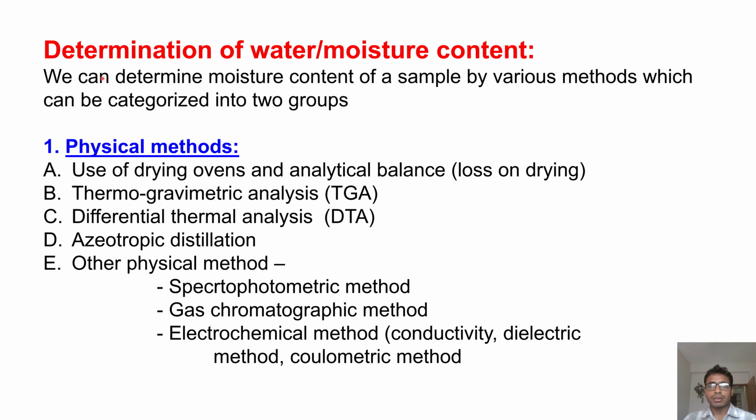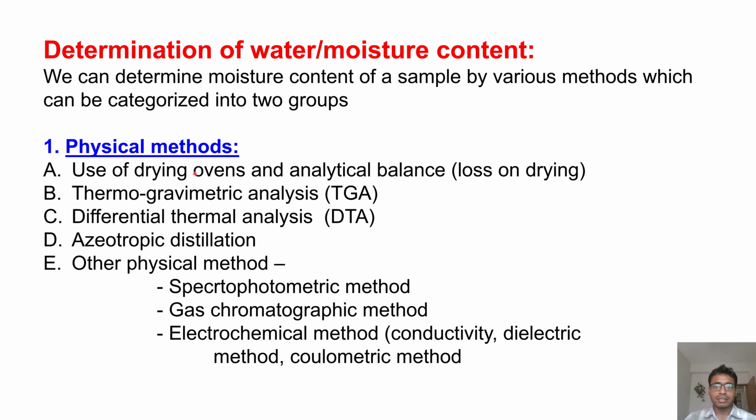So we'll see different ways of determination of moisture content. We can determine moisture content of a sample by various methods, which can be categorized into two groups. One is physical method, another is chemical method. In physical method, usually no chemical reactions are performed. Usually these are physical methods like use of drying oven or analytical balance, then thermogravimetric analysis or TGA, differential thermal analysis or DTA, then azeotropic distillation. Other physical methods are spectroscopic method, gas chromatographic method, electrochemical method, conductivity dielectric method, coulometric method, etc.